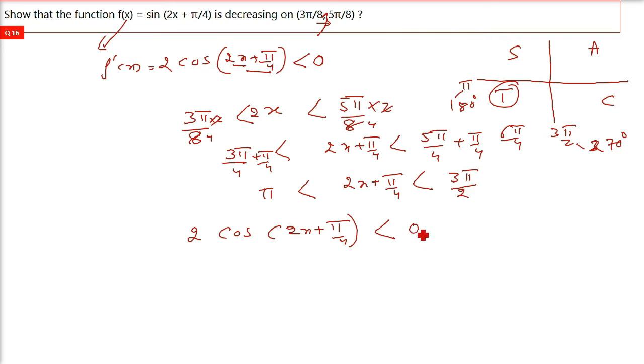Multiply both sides by 2. It doesn't matter on the right because multiplication with 0 will give you 0 only. So the whole expression that we found is less than 0, and that we wanted to prove. f dash x, if it is less than 0, then the function is decreasing. So this is decreasing in this interval.